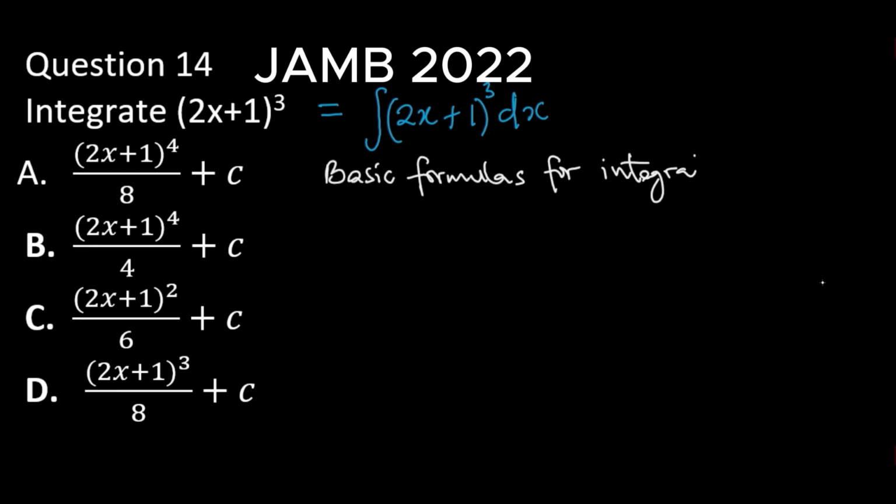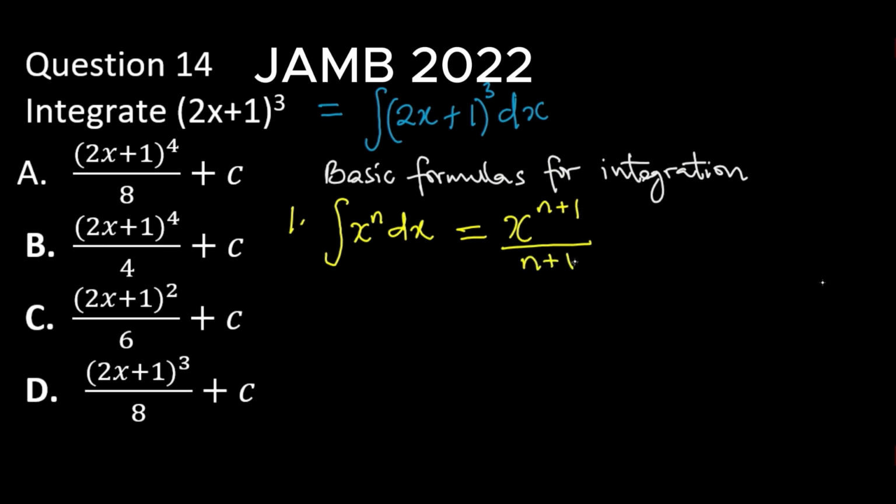We have the basic formulas for integration. There are two. The first one: integrate x to the power of n dx. The x there, we take it as the base, we add 1 to the power, and we divide everything by the power n plus 1, plus constant.